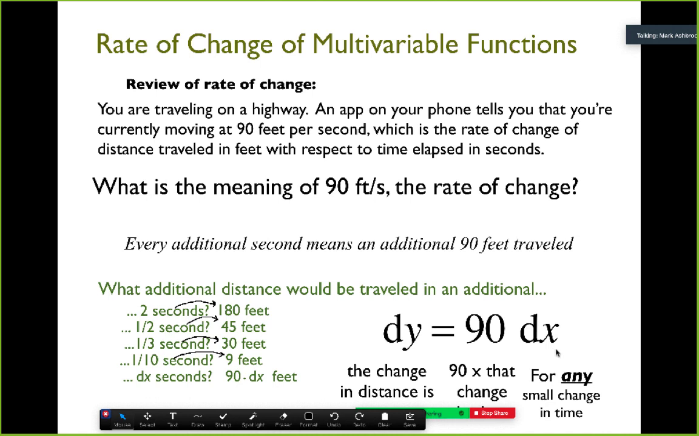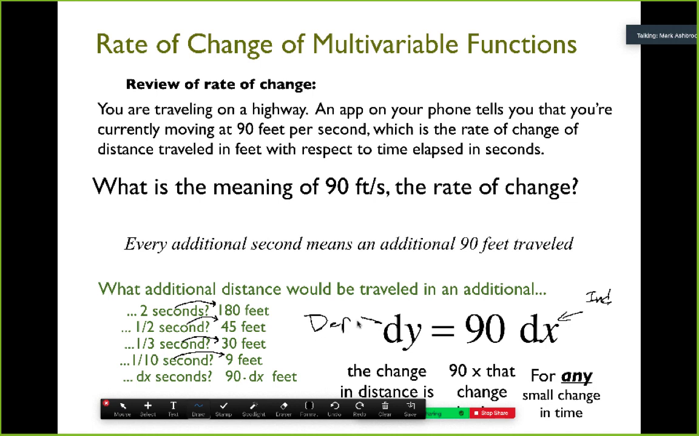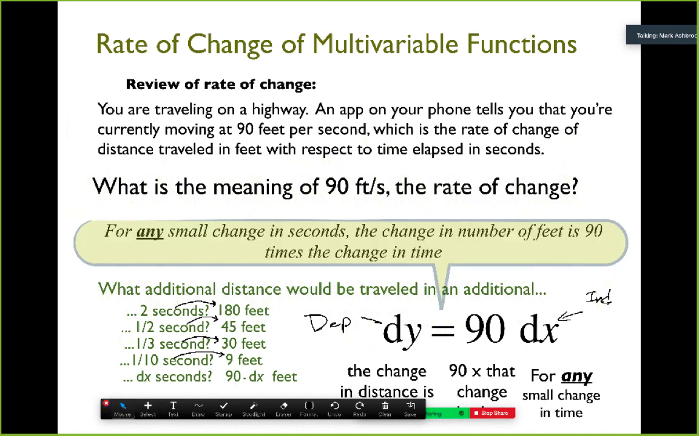Given any change in your independent variable, and note that x is independent, the change in the dependent variable is the rate times your change in independent. Just one more time, to sum it all up: for any small change in seconds, or independent, the change in the number of feet is 90 times that change in time.